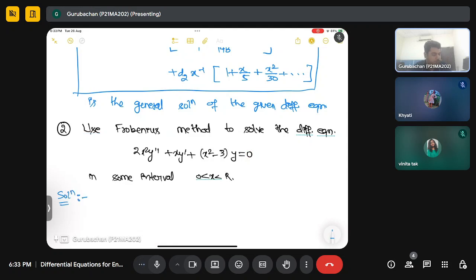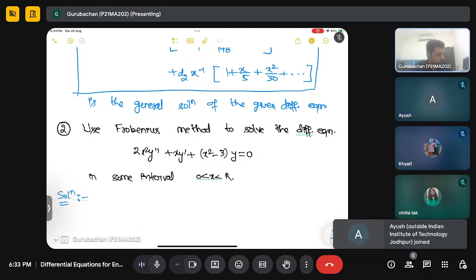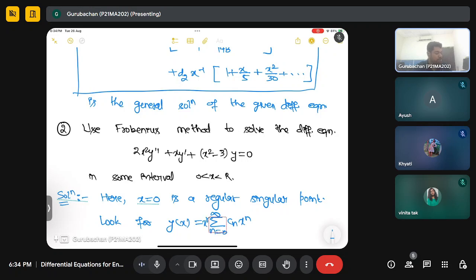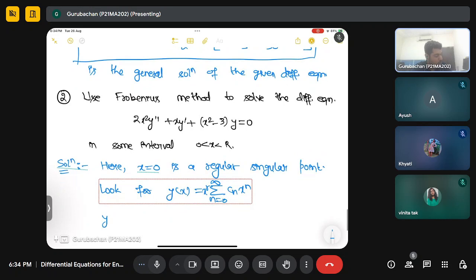singular point, so I'm not calculating here, I will write directly. So here x equal to 0 is a regular singular point. So by the Frobenius method, look for a solution y(x) equal to summation n equals 0 to infinity c_n x to the power n, and here x to the power r will be outside, with the assumption that c naught should be non-zero.